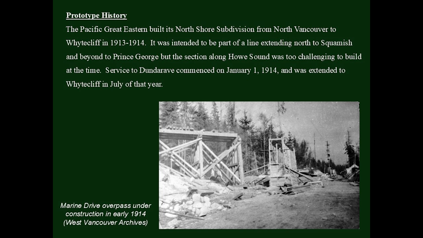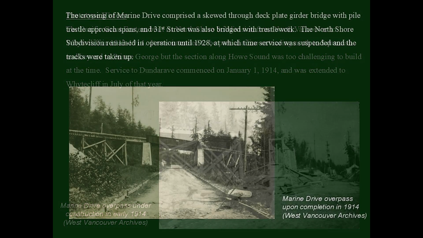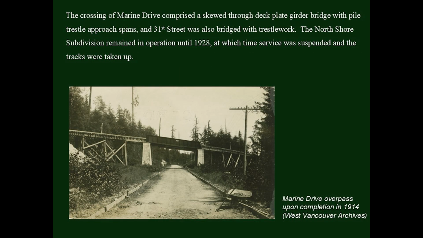Here we see the Marine Drive overpass under construction. We're looking east along Marine Drive. The north approach trestle is on the left, and formwork for the North Pier is under construction. And in a similar view a little later, the crossing of Marine Drive comprised a skewed through plate girder bridge with pile trestle approach spans, and 31st Street was also bridged with trestle work.